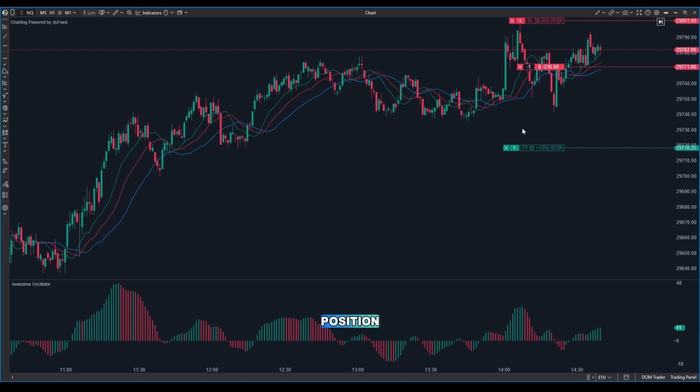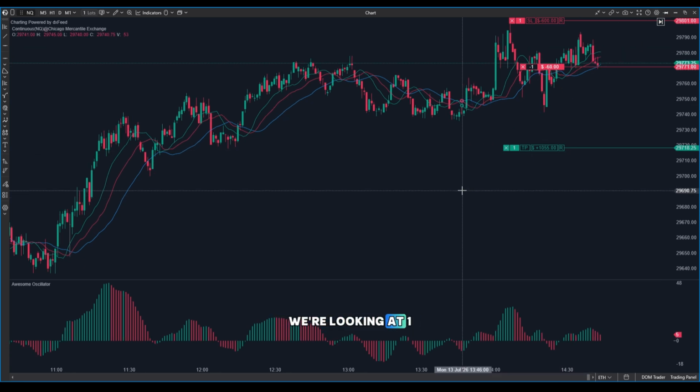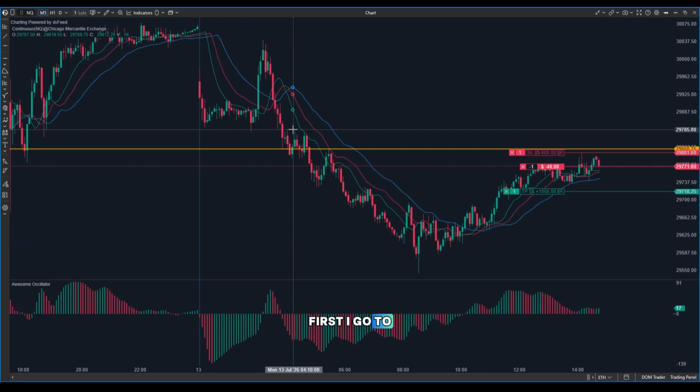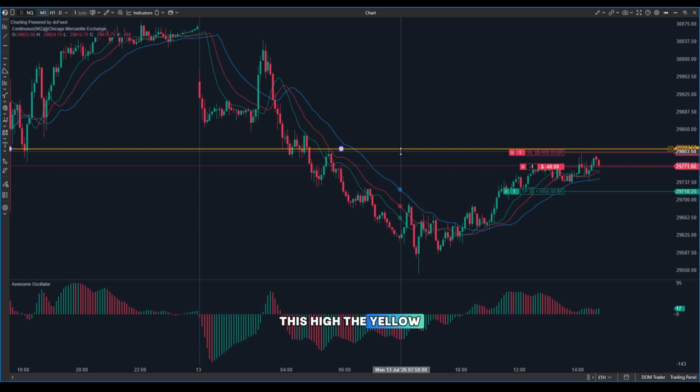We're in this Nasdaq position. We're looking at 1 minute chart right now. Same strategy, Alligator and AO or Awesome Oscillator. First, I go to 5 minutes time frame. My eyes are on this high, the yellow line.